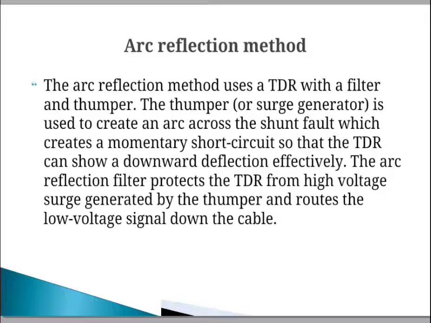The arc reflection method uses a TDR with a filter and thumper. The thumper is used to create an arc across the shunt fault, which creates a momentary short circuit so that the TDR can see a downward deflection effectively. The arc reflection filter protects the TDR from high voltage surges generated by the thumper and routes the low voltage signal down the cable. With the help of this method, we can find the fault.